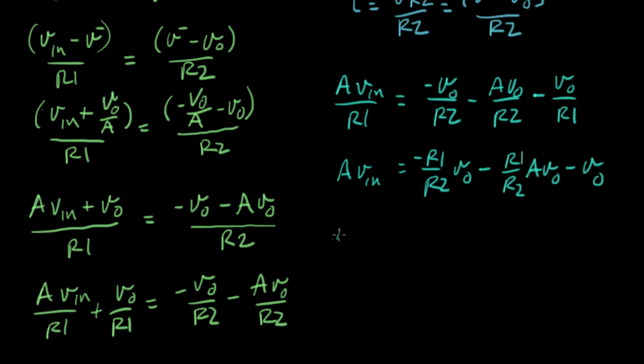All right. A V in equals, out of here I can factor this term, minus R1 over R2 times V out. I can factor that out of here and here. So I can do minus R1 over R2 V out times 1 plus A, minus V out.